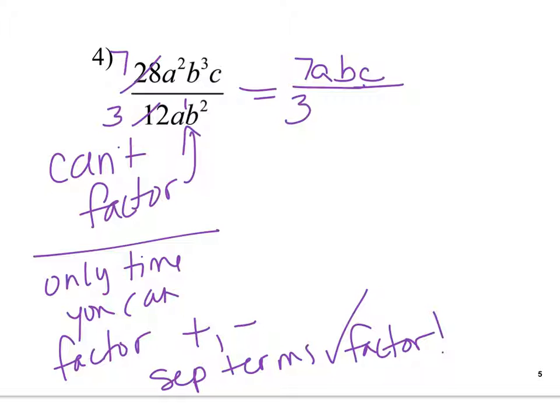All right. So factor if you can. You can only factor if there's a plus or a minus sign, more than one term, separate terms. Then we can factor and we can cross stuff out. Here we can just cross stuff out right away.